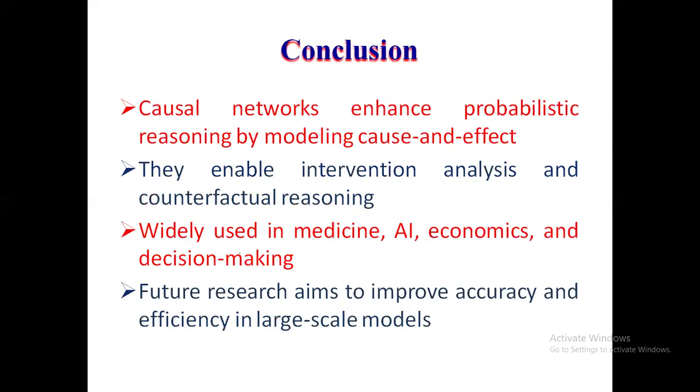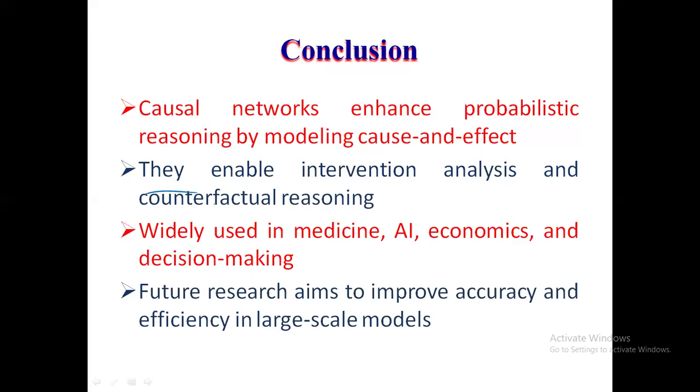And coming to the conclusion, causal networks enhance probabilistic reasoning by modeling cause and effect. By structuring relationships between variables, causal networks improve our ability to make predictions and take informed actions. They enable intervention analysis and counterfactual reasoning. These networks go beyond traditional statistics by allowing us to model interventions and explore alternative realities.